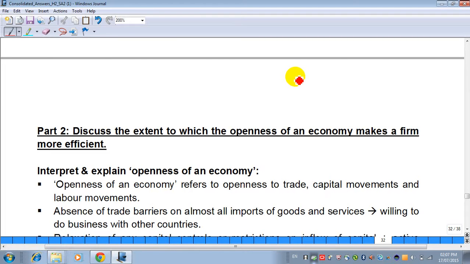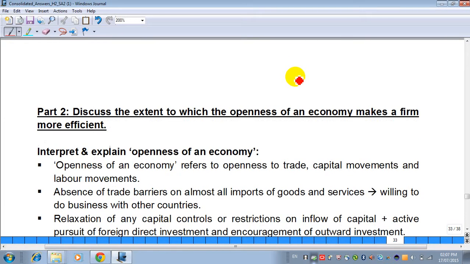Okay, part 2: discuss the extent to which the openness of an economy makes the firm more efficient. So remember just now I broke the question up into two parts. Now I'm addressing the second part. And I told you that yes, you need to tell me that openness makes it more efficient. That is one part of it. Then no, it makes it more inefficient, not good for the firm, for efficiency, right?